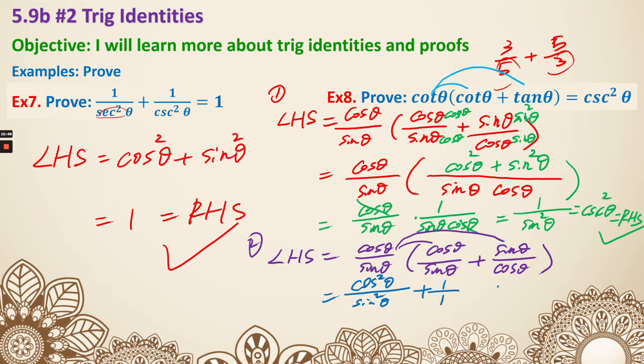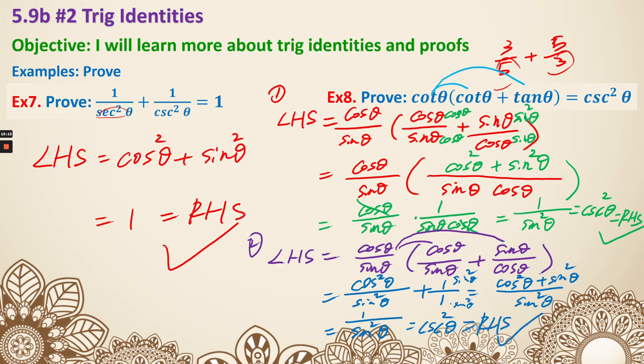That means I can change them into the common denominator, which is sine squared. The first term doesn't change, but the second term, if I want to change it into a sine squared on the bottom, I need to multiply the top and the bottom by a sine squared. So another sine squared. That means my top is actually just a 1. So 1 over sine squared is cosecant squared. And that is my right-hand side. That is proved. So that's 2 different ways.